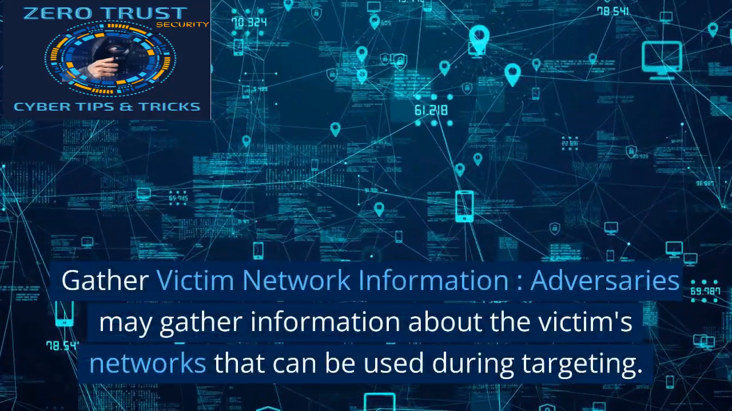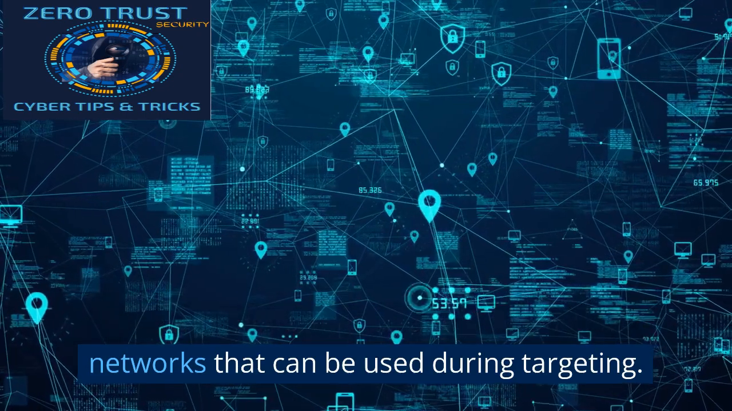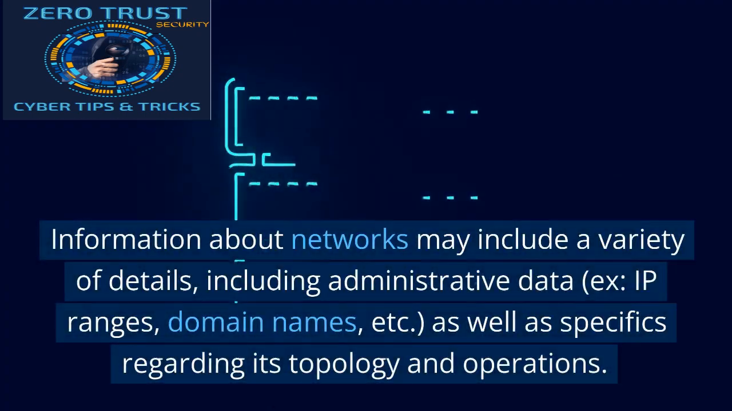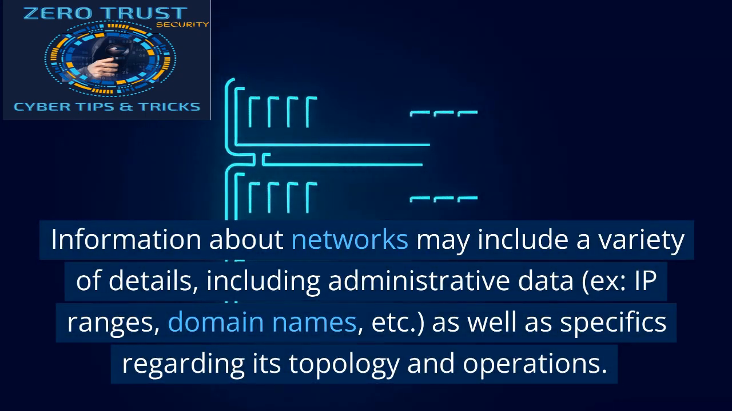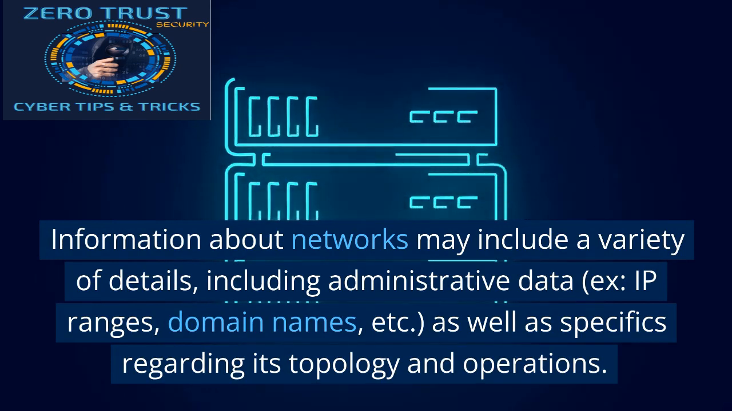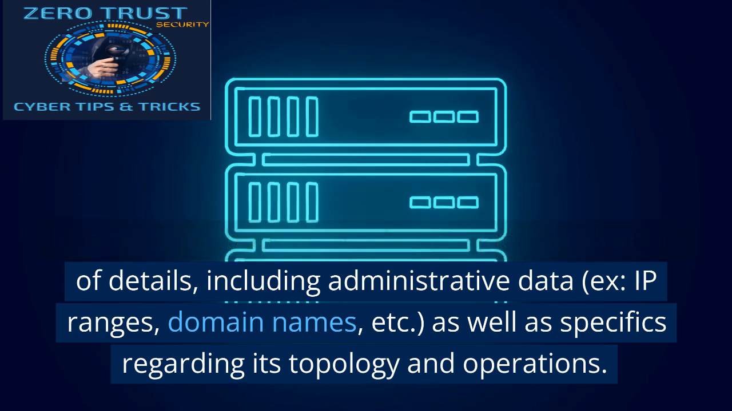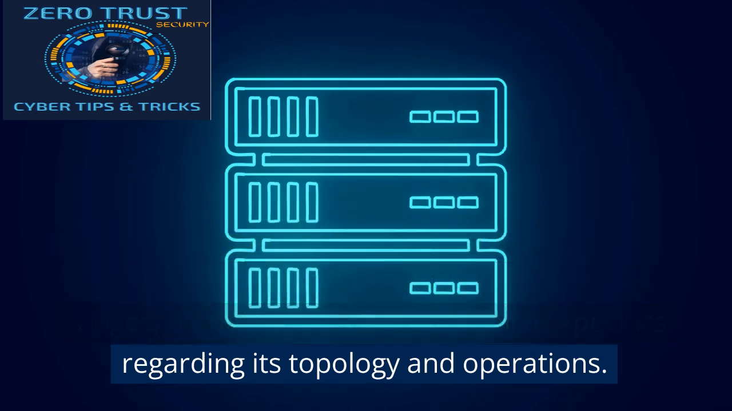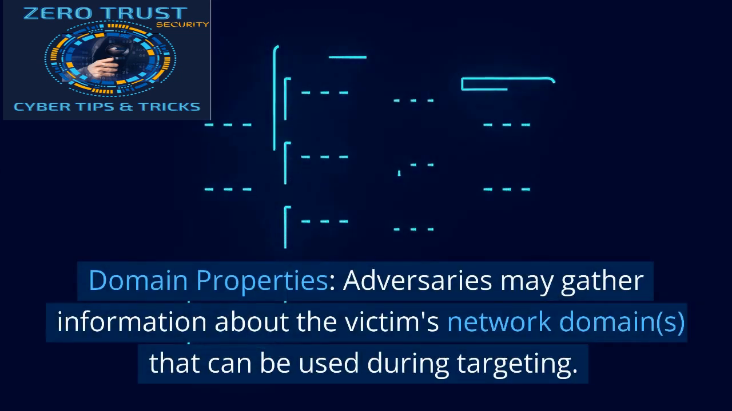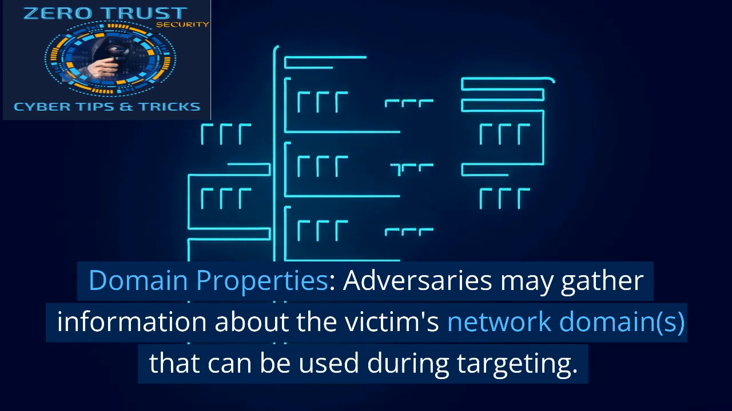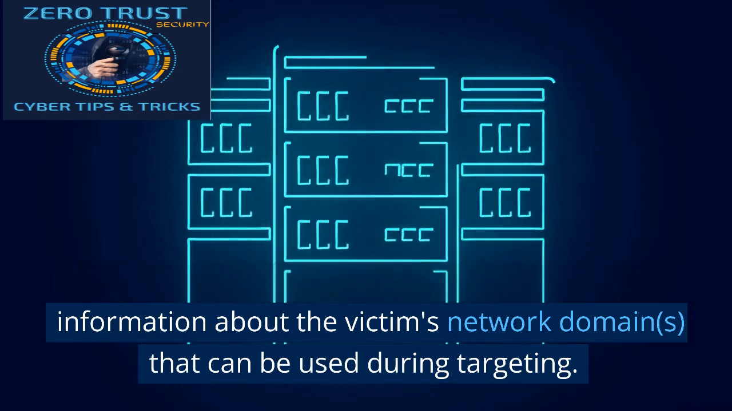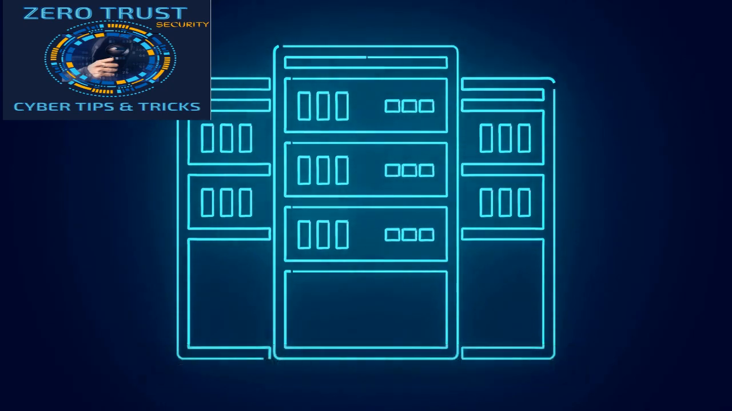Gather victim network information. Adversaries may gather information about the victim's networks that can be used during targeting. Information about networks may include a variety of details, including administrative data, IP ranges, domain names, etc., as well as specifics regarding its topology and operations. Domain properties. Adversaries may gather information about the victim's network domains that can be used during targeting.